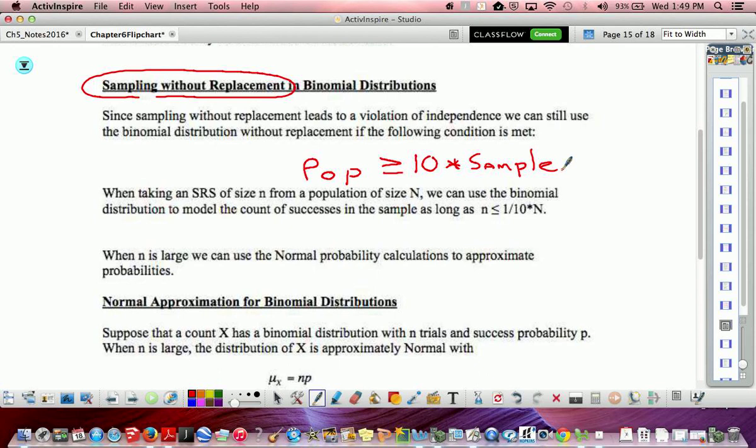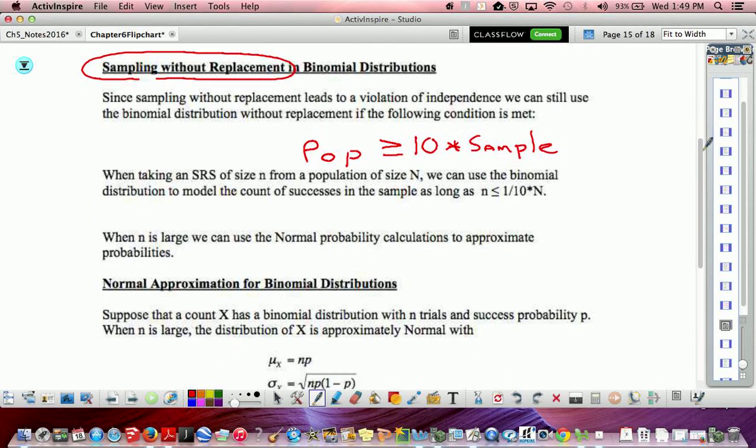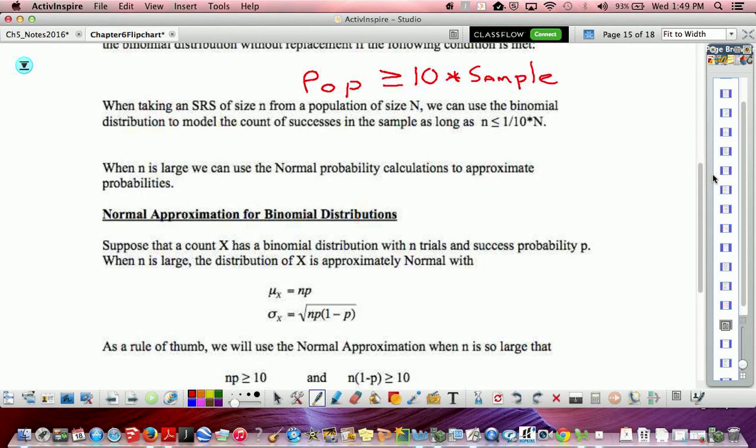Now the second thing is, and this is what I would use quite a bit to estimate binomial situations when we had a much larger number of trials. We would use what's called a normal approximation for binomial distributions. You can actually estimate a binomial probability using the normal curve.